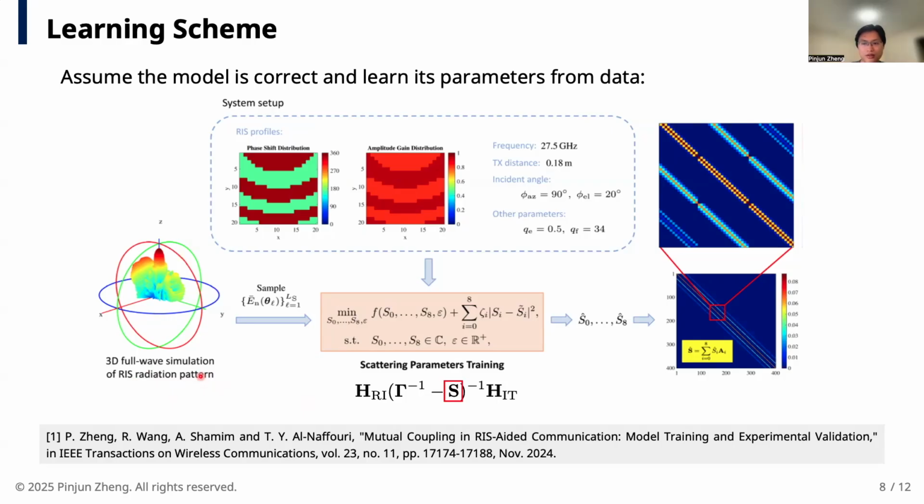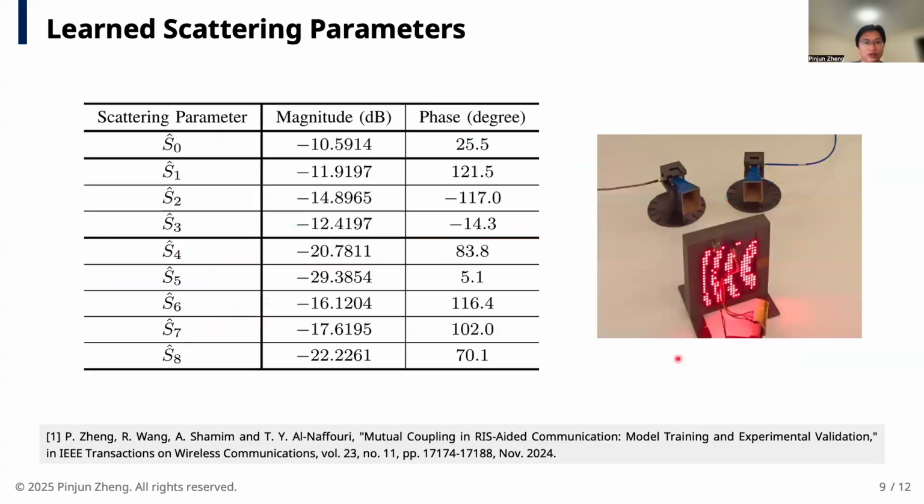that means based on the radiation pattern that we have obtained through full-wave simulation, we can inversely infer what this S should be. So that is to solve this minimization problem to find the best S parameters to fit the observations. Once we have estimated these S parameters, we can synthesize this matrix S. So this is the whole idea of this work.